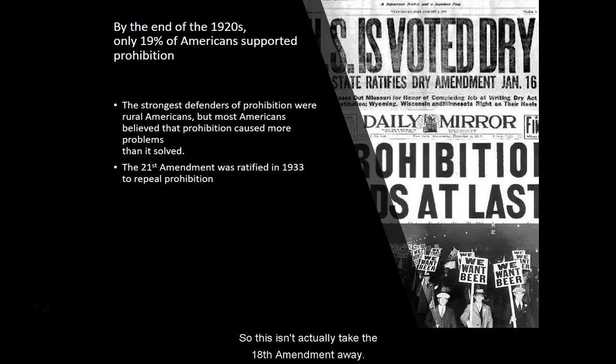So this doesn't actually take the 18th Amendment away. The 18th Amendment is still in the Constitution because you can't ever completely erase an amendment. It just makes it not legal anymore. It makes it not a functioning amendment anymore. Basically, the 21st Amendment supersedes the 18th.